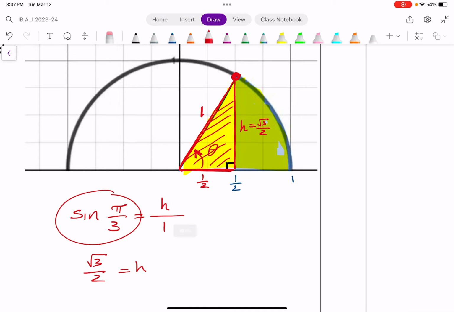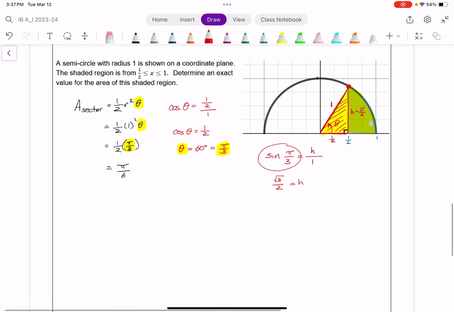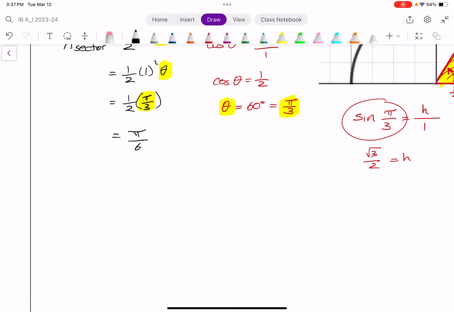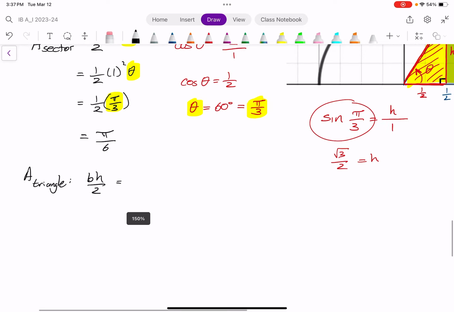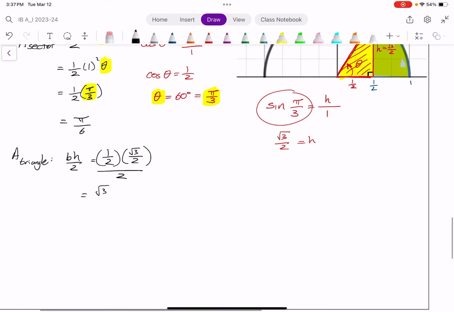Which means now I can easily find the area of that triangle. Base times height divided by 2. In this case, 1/2 times √3/2 divided by 2. So I'll write the area of the triangle, which again, base times height divided by 2, in this case, 1/2 times √3/2 divided by 2, which is √3/4 times 1/2, which is √3/8. So there's the area of the triangle.